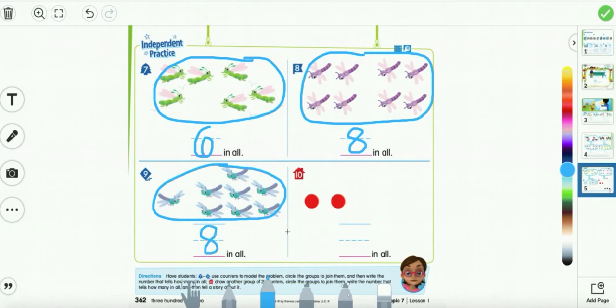For number 10, we're going to draw another group of 2. We're going to join them and see how many counters we have in all. 1, 2, 3, 4. 4 counters in all. Next, we're going to move on to science.